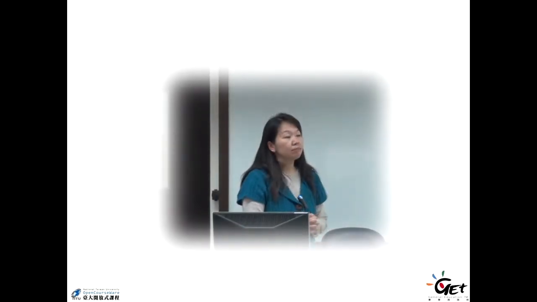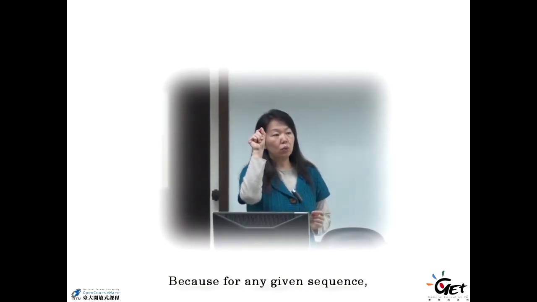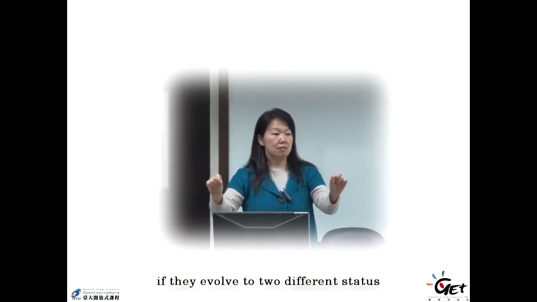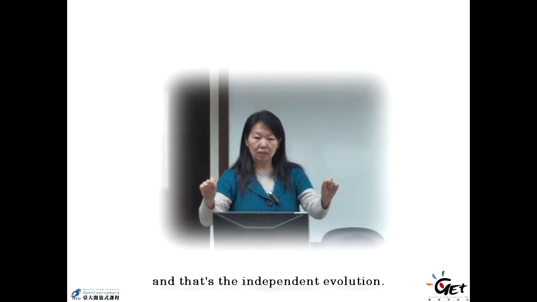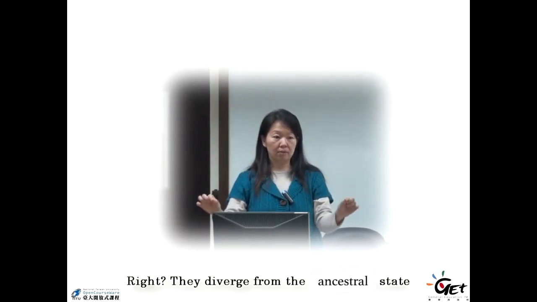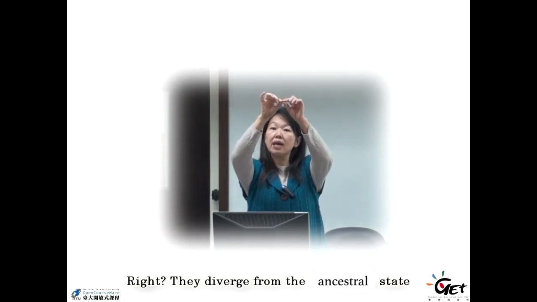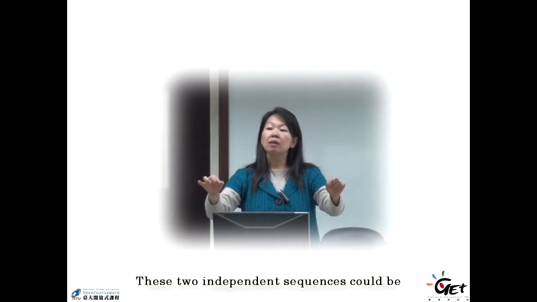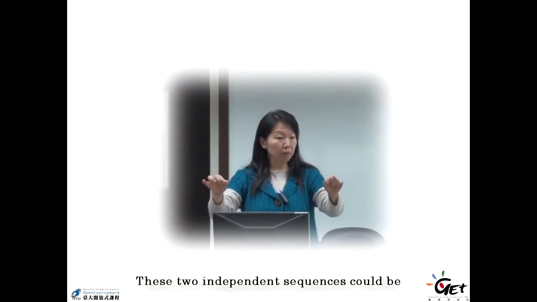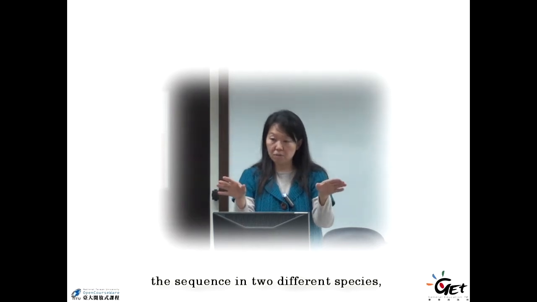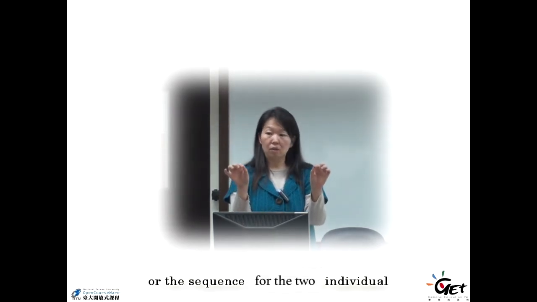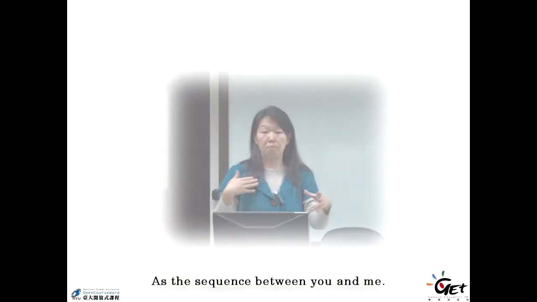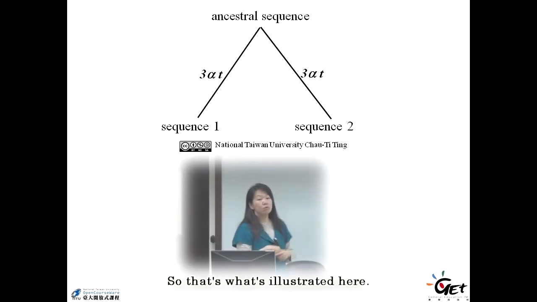Why is it important? Because for any given sequence, if they evolve to two different states for a given time t, and that's independent evolution, right? They diverge from the ancestral state and now become two independent sequences. These two independent sequences could be the sequence in two different species or the sequence for two individuals in the same population, like the sequence between you and me. Okay, so that's what is illustrated here.